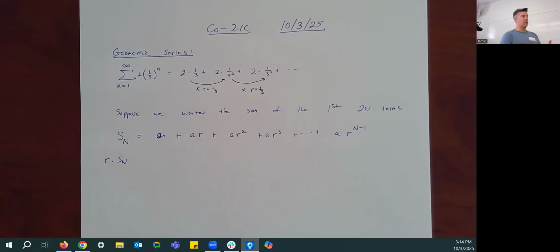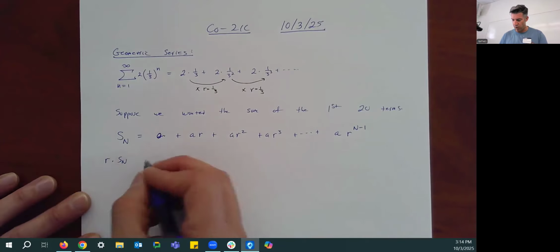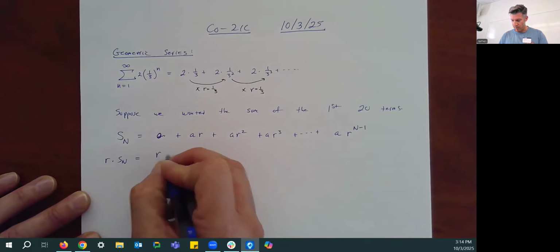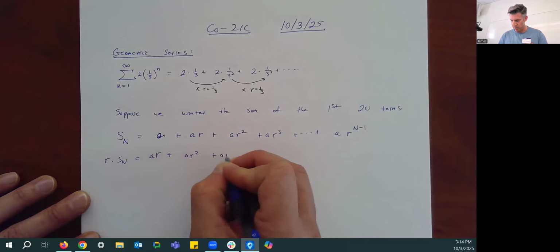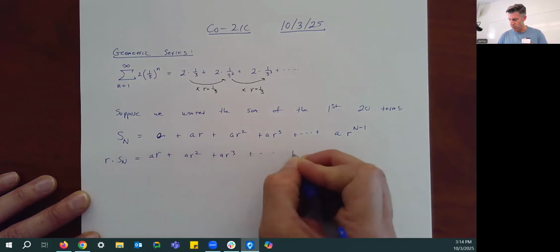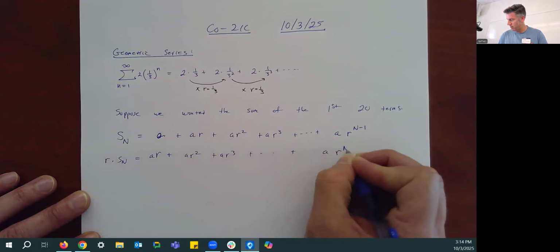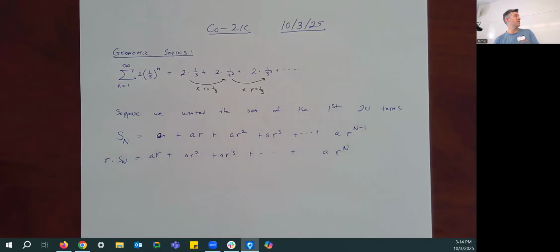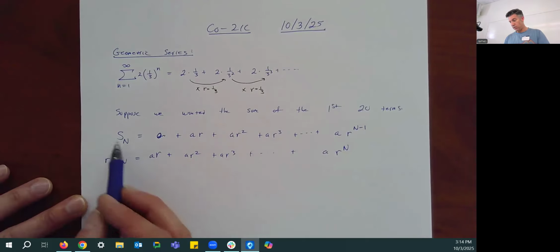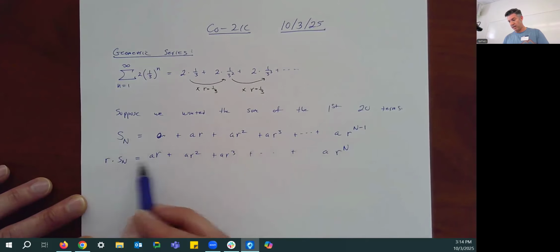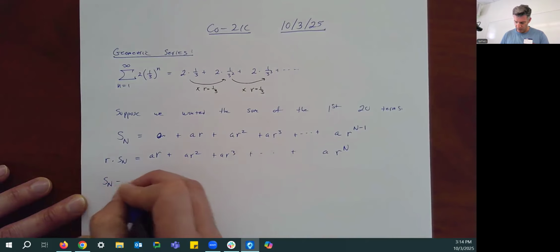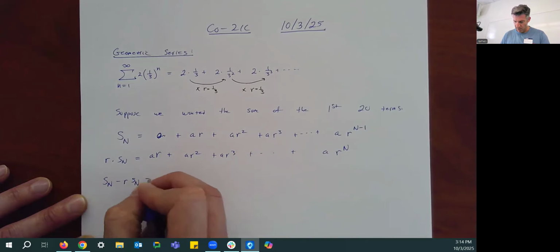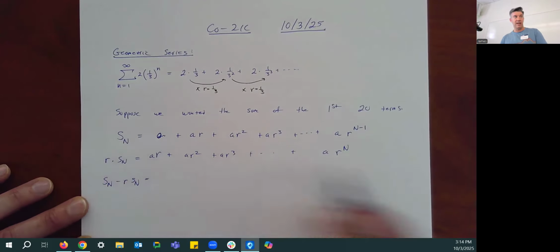The typical method here is to multiply your whole partial sum by the ratio r. So every term gets multiplied by r. So we get A times r plus A times r squared plus A times r cubed all the way to A times r to the n. And then we're going to subtract these. So if this equals that and this equals that, then we can say the left side minus the left side, so Sn minus r times Sn equals the right side minus the right side.